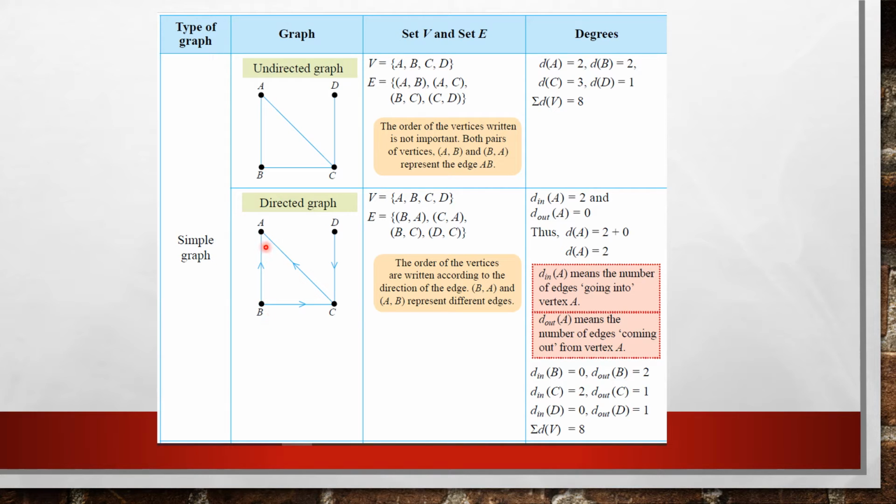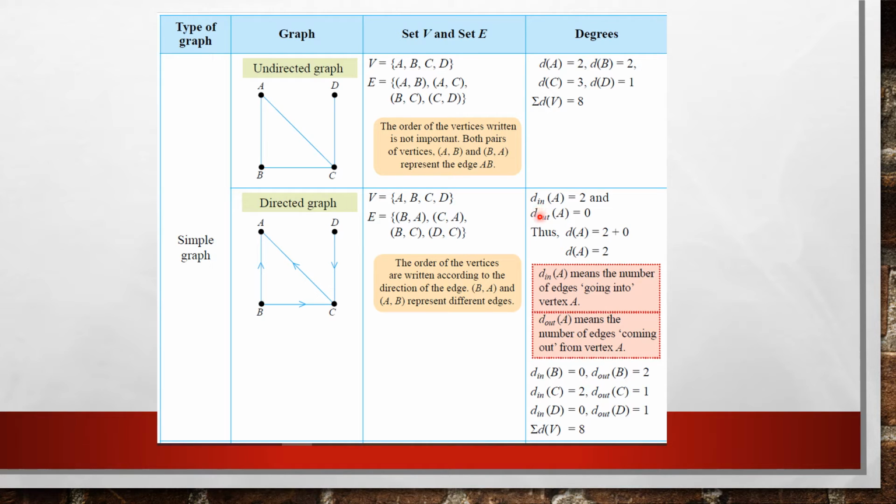So BA. Next, this line starts from C to A, so CA. Next, this line starts from B and ends at C. This line, the last line, starts from D and ends at C. So you write DC.